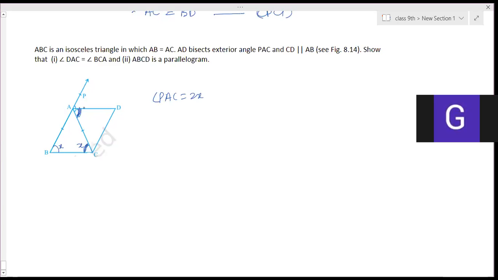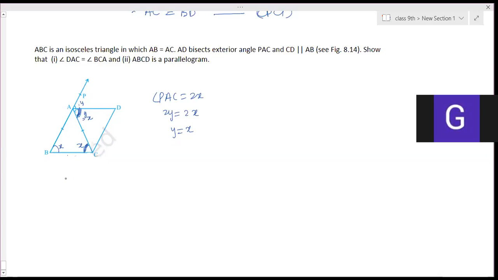And AD bisects PAC. That means these two angles are equal, so y and y. So 2y is equal to 2x, so y is equal to x. So this angle is x. Alternate interior angles are equal, therefore AD is parallel to BC. And since CD is parallel to AB, both pairs of opposite sides are parallel. Therefore it is a parallelogram.